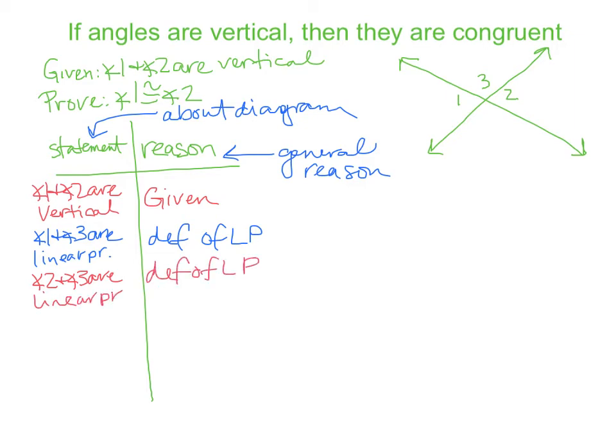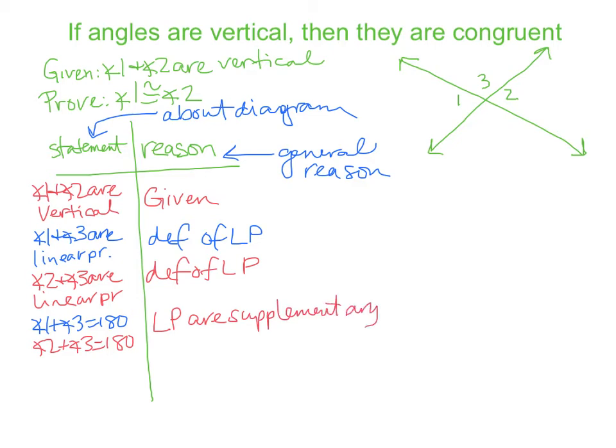Again, notice, statement column, all about the diagram. Reason column, general reasons and rules. I'm alternating colors just to make it more clear with my messy handwriting. We can now say that angle 1 plus angle 3 is equal to 180, and similarly, angle 2 plus angle 3 is equal to 180. This is true because linear pairs are supplementary. That's what we know about a linear pair.